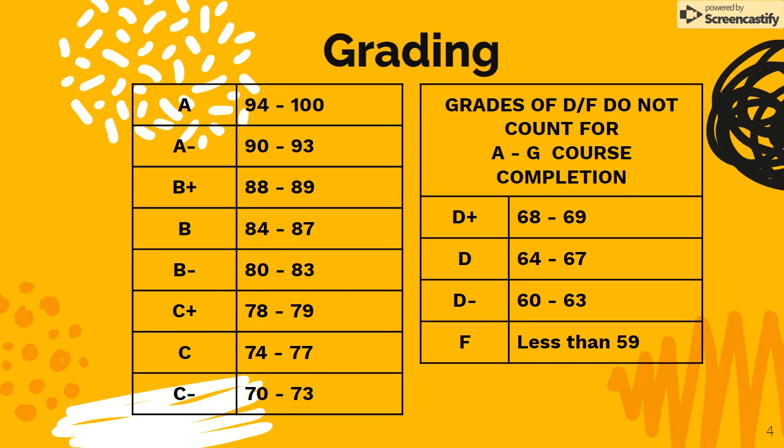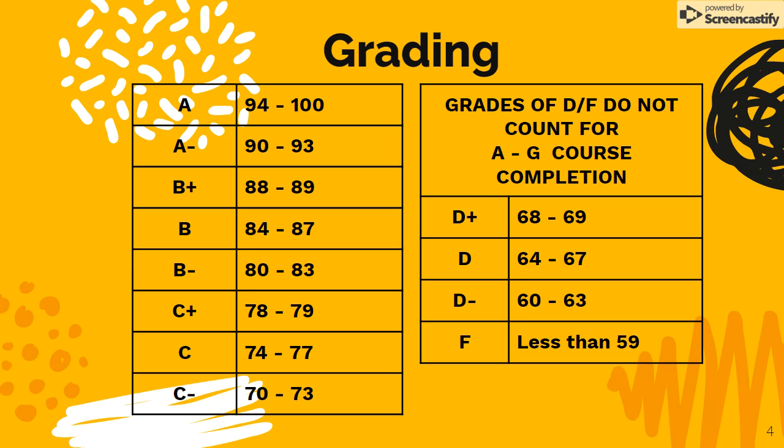We use a standard grading scale for the course, with 90 to 100 being an A, 80 to 89 being a B, and a C with a percentage of 70 to 79%. Please note that grades of a D or F do not count for A through G course completion. A through G courses are those courses required for UC or CSU college admission. If a student is interested in attending a CSU or UC after graduation, it is imperative that they earn grades of Cs or better in all of their coursework.